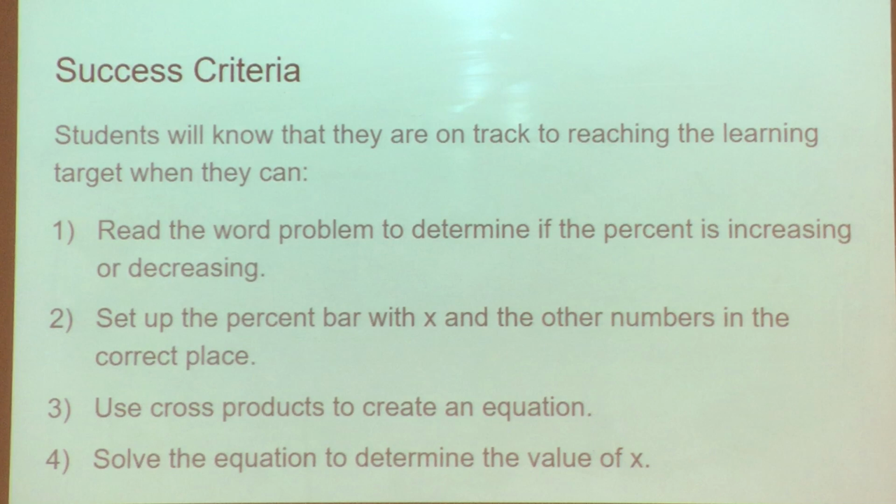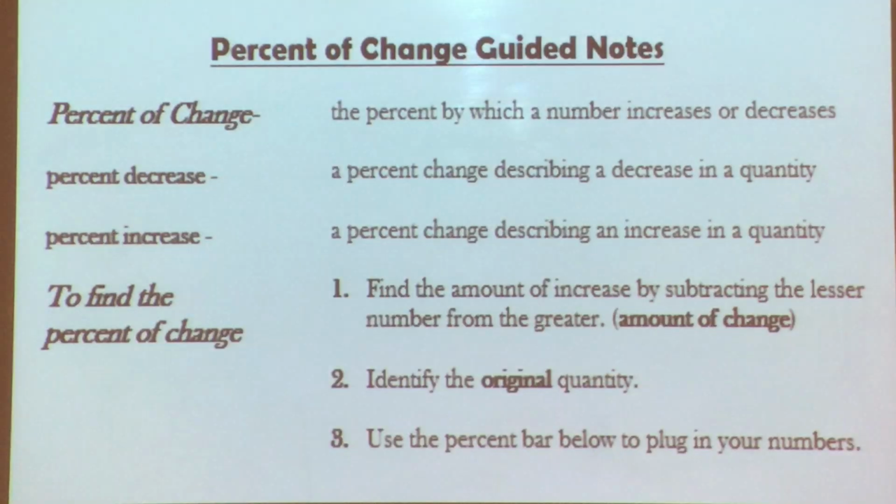The success criteria. Students will know that they are on track to reaching the learning target when they can read the word problem to determine if the percent is increasing or decreasing, set up the percent bar with X and the other numbers in the correct place, use cross products to create an equation, and solve the equation to determine the value of X. Now, percent of change is different than the standard percent bar.